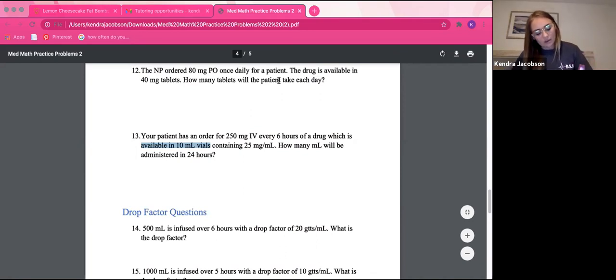So we need to start off with the 20 drops. And I'm going to want to put that over the 1 milliliter. That's what I know I have, that there's always going to be 20 drops per milliliter. So moving on, I'm going to want to get rid of the milliliters. Does anyone want to guess how we're going to do that?